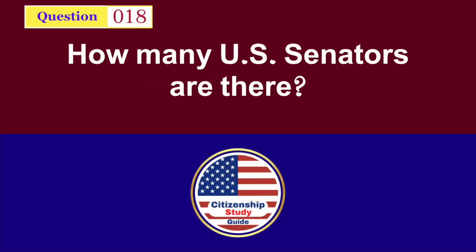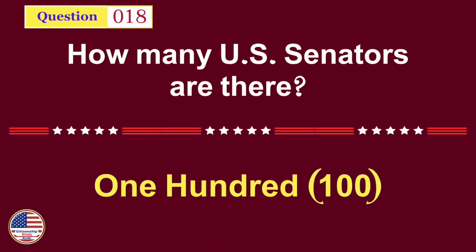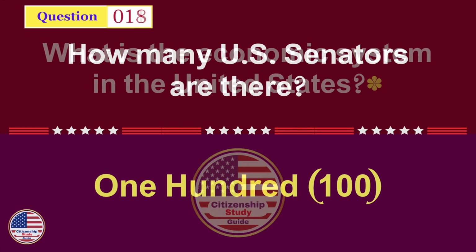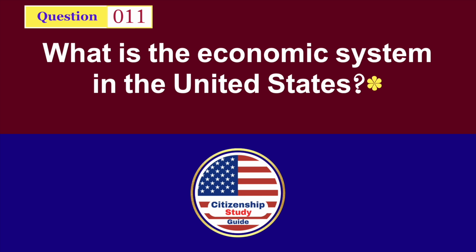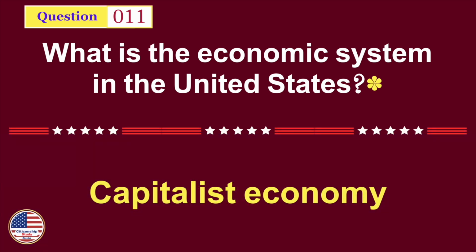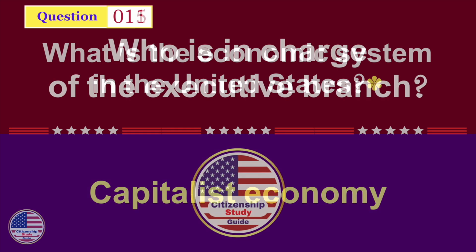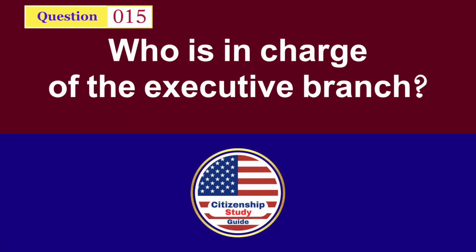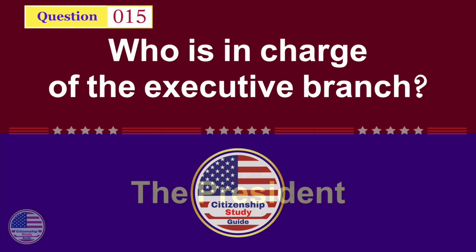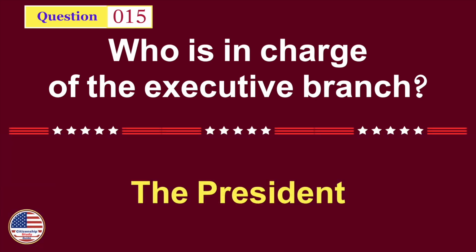How many U.S. senators are there? 100. What is the economic system in the United States? Market economy. Who is in charge of the executive branch? The president.